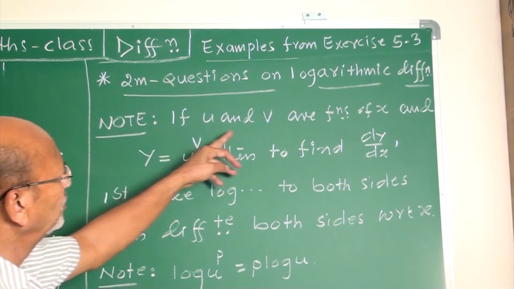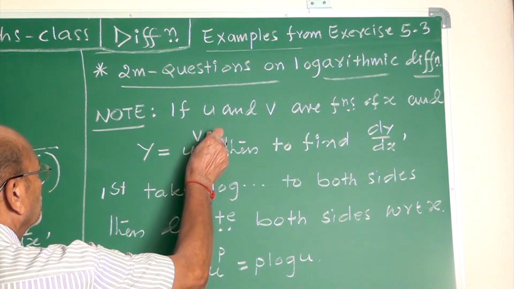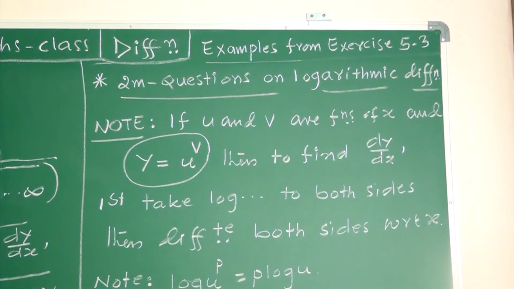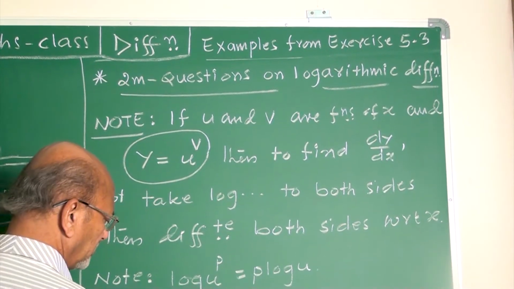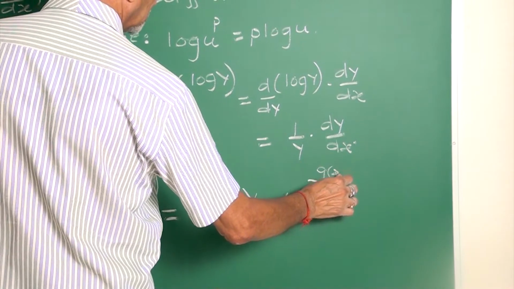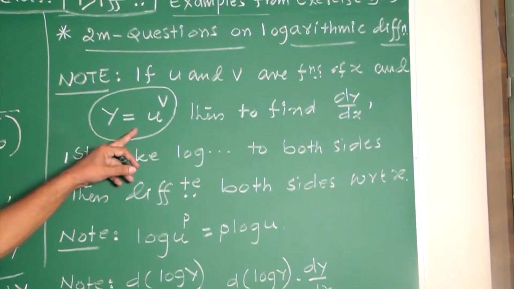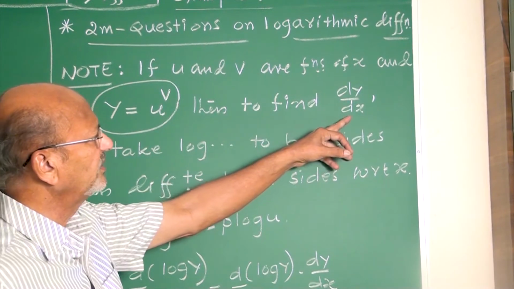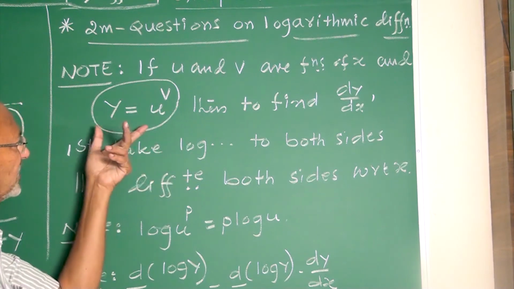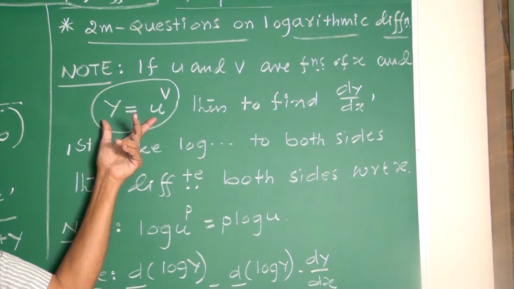In that case, if u and v are functions of x, and if y equal to u to the power v is given, my friends, the form of the function is given. In this case, y is one function to the power another function. To find dy by dx in this case, first take log to both sides. Log y equal to log u to the power v.